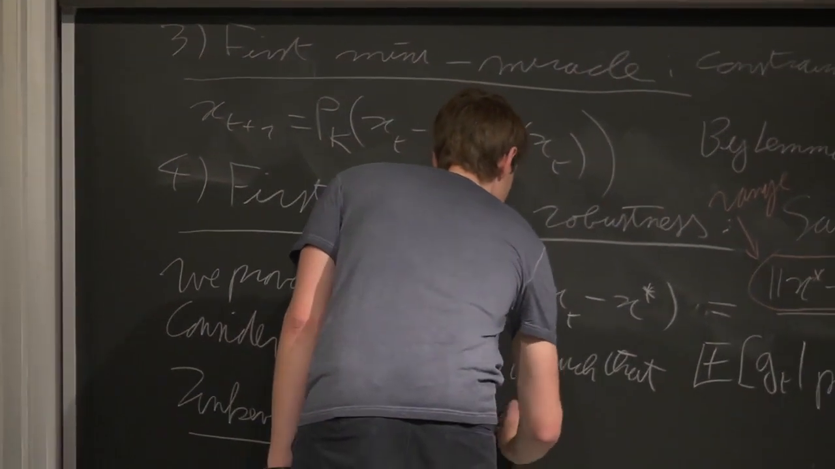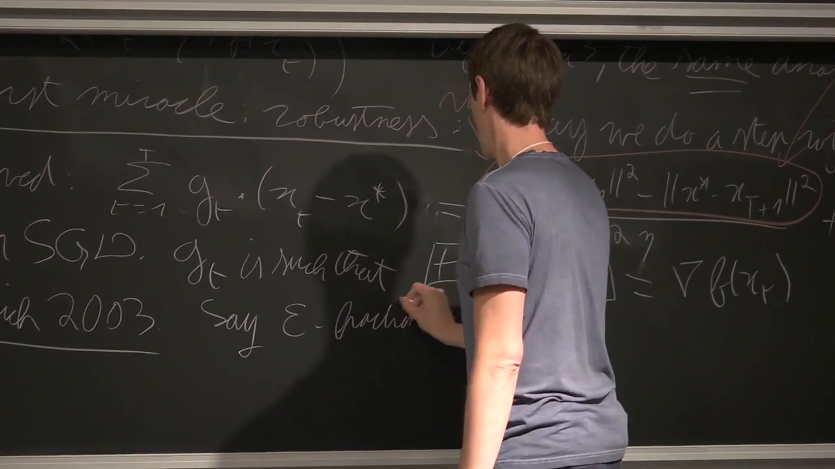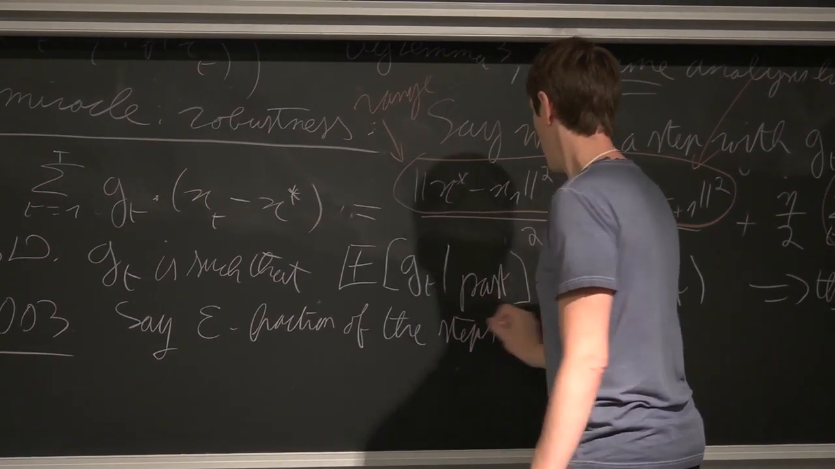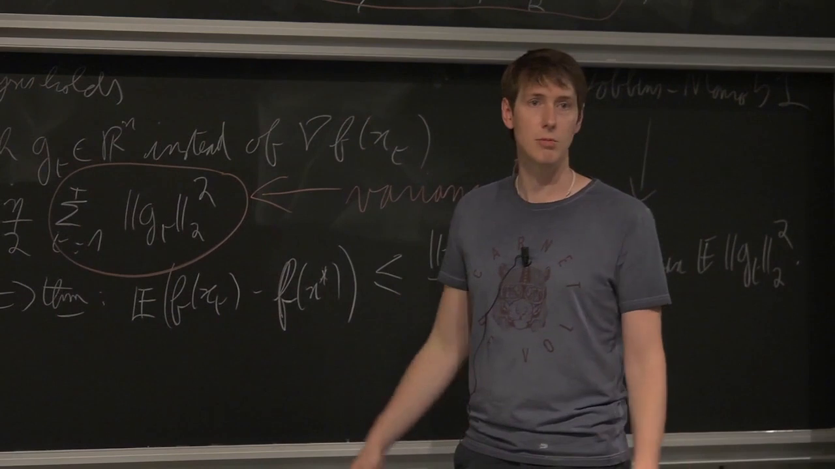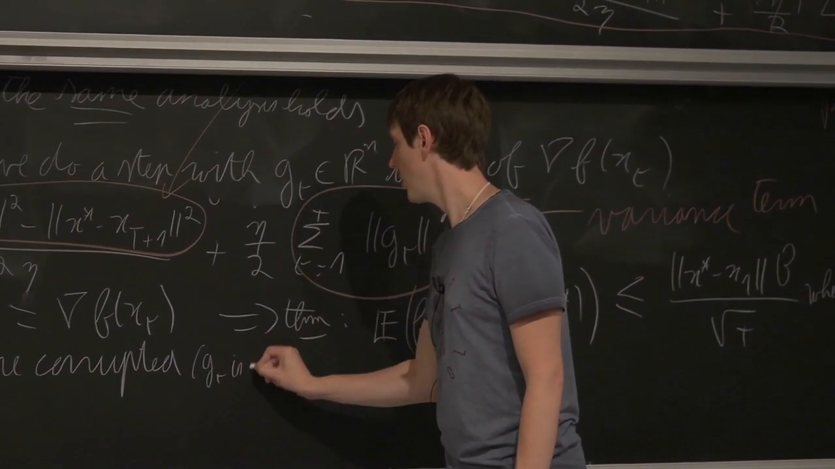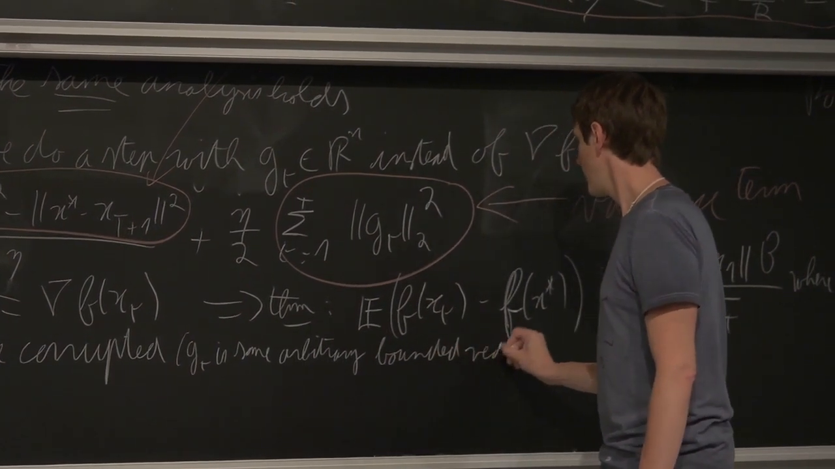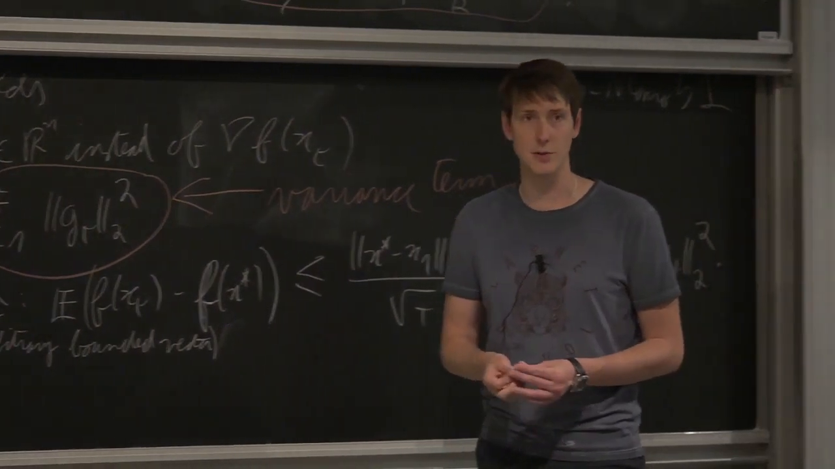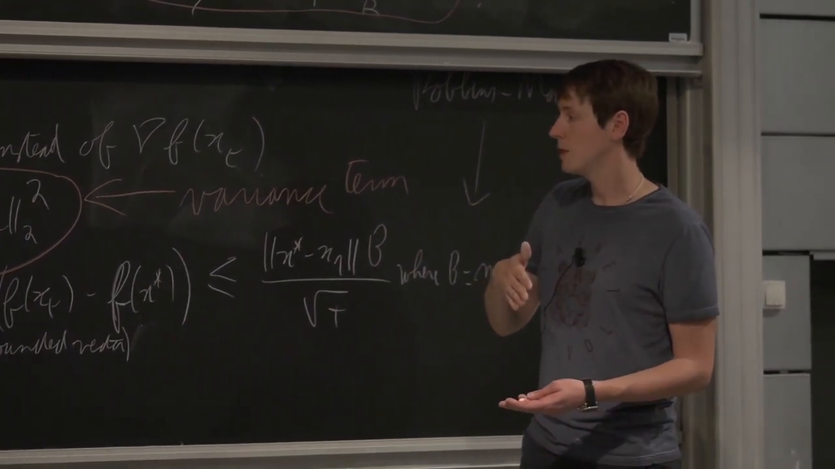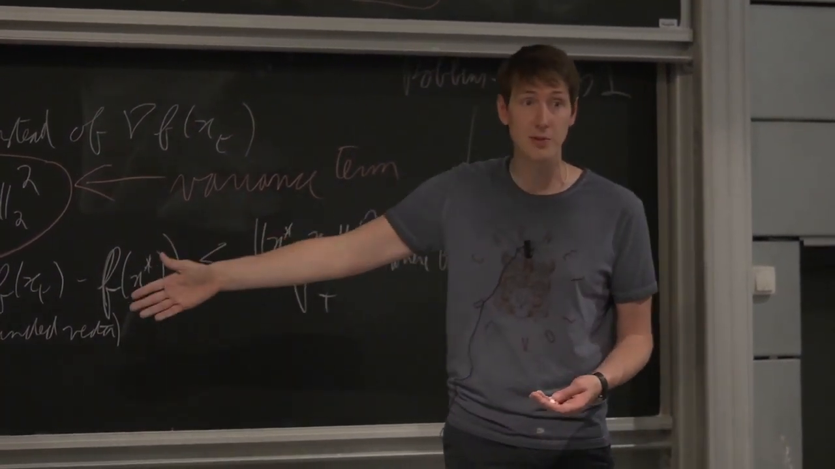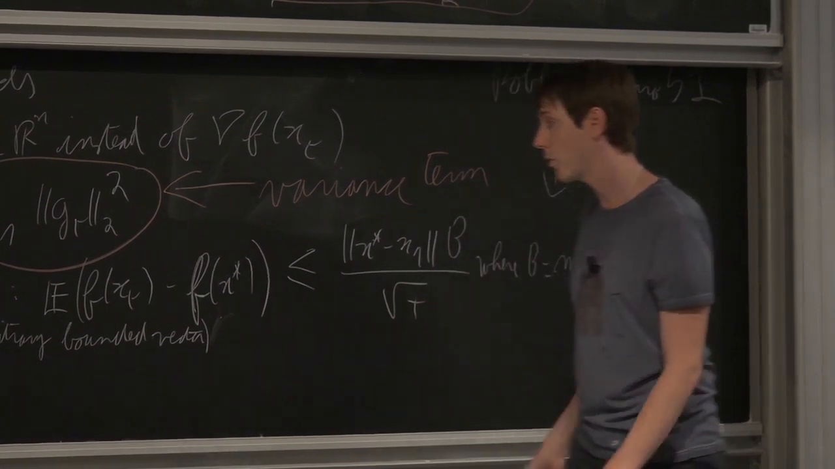Say an epsilon fraction of the steps are corrupted. By that, I mean g_t is just some arbitrary bounded vector. In general, it's not easy to come up with robust algorithms. Here, either from time to time I give you a very wrong direction, which takes you in the opposite direction, or maybe at the beginning I mislead you completely and tell you, you should go over there, and then you go to the wrong place and start from very far.